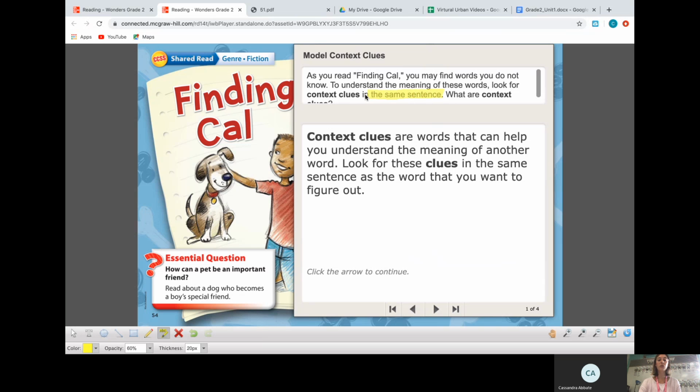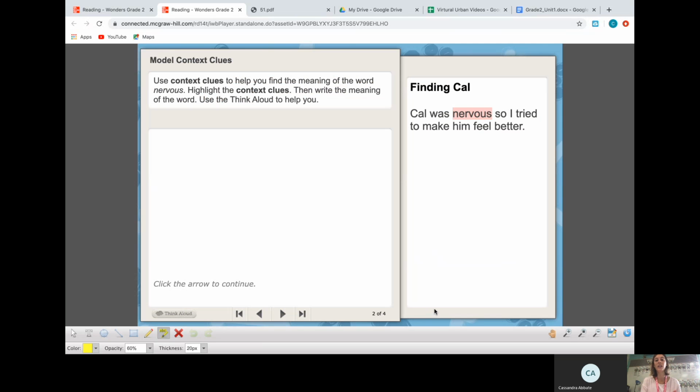I want you to repeat this with me. So I'm going to highlight this whole sentence right here. And I want you to repeat it with me on the count of 3. Ready? 1, 2, 3. To understand the meaning of these words, look for context clues in the same sentence. So that is pretty key right there, is that we're going to be looking for clues in the same sentence or maybe a word or two before or after. So let's go ahead and get started.